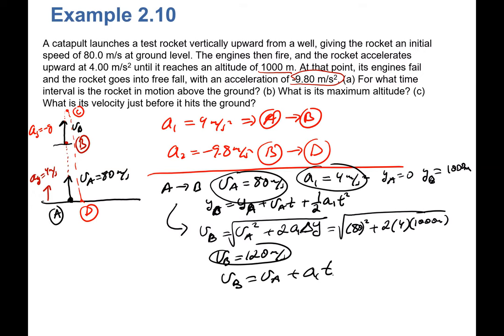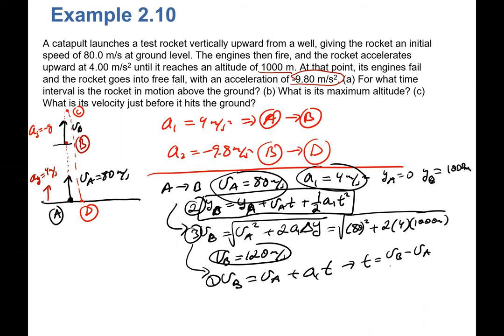That means I made it two steps. I have to find velocity first and then time, instead of just using equation two in one step, which requires a quadratic equation. So what I did was first use equation three to find the velocity at B, then equation one to find the time. Because then time equals VB minus VA, divided by A1.